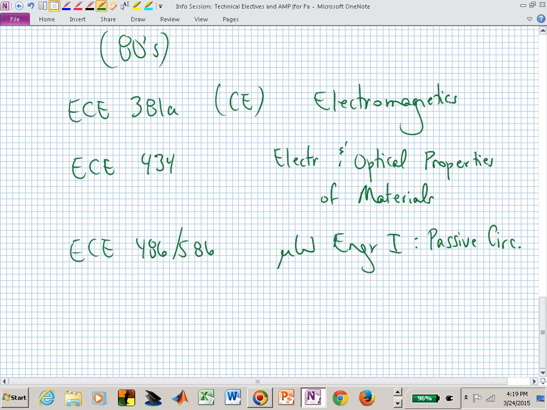The other one that I'm not yet sure on is 459, 559. This is now the fundamentals of optics for electrical engineers. I'm not yet sure if we have someone to teach that, but that's traditionally taught in the fall when it is offered.